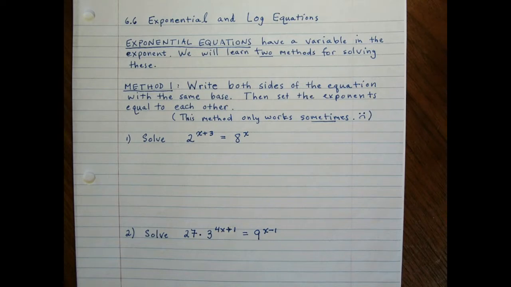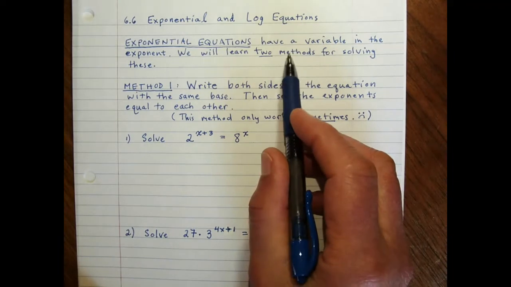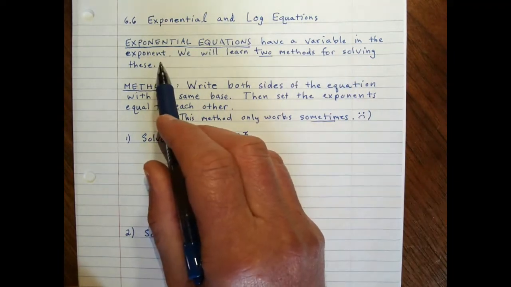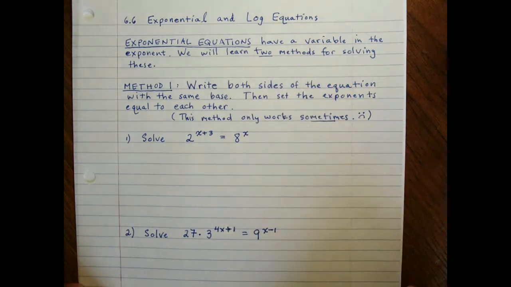So let's begin working on section 6.6, exponential and log equations. After having spent a little bit of time with logs, now we're going to go back and look at how exponential functions and log functions are related and how they kind of work together in problems. So an exponential equation is an equation where we have a variable in the exponent. And we're going to learn two methods for solving this type of problem.